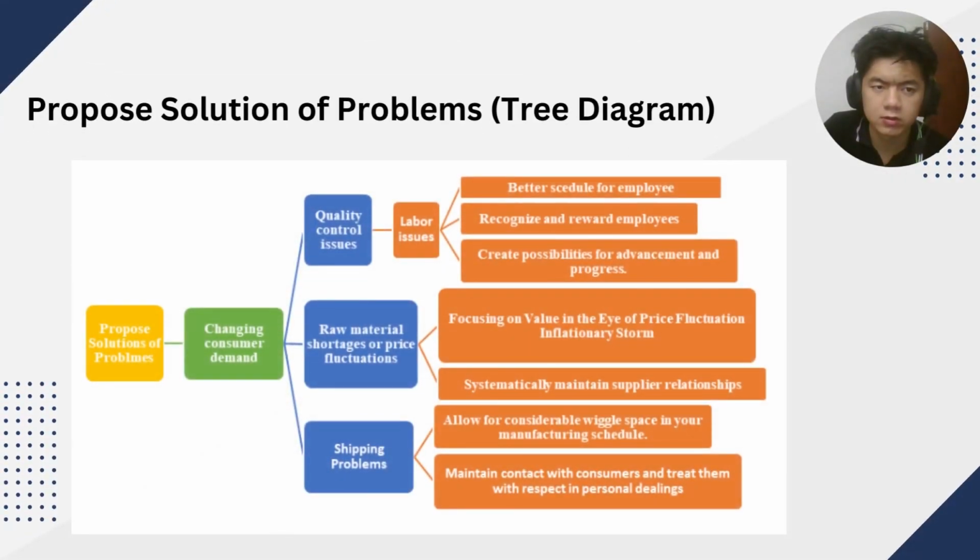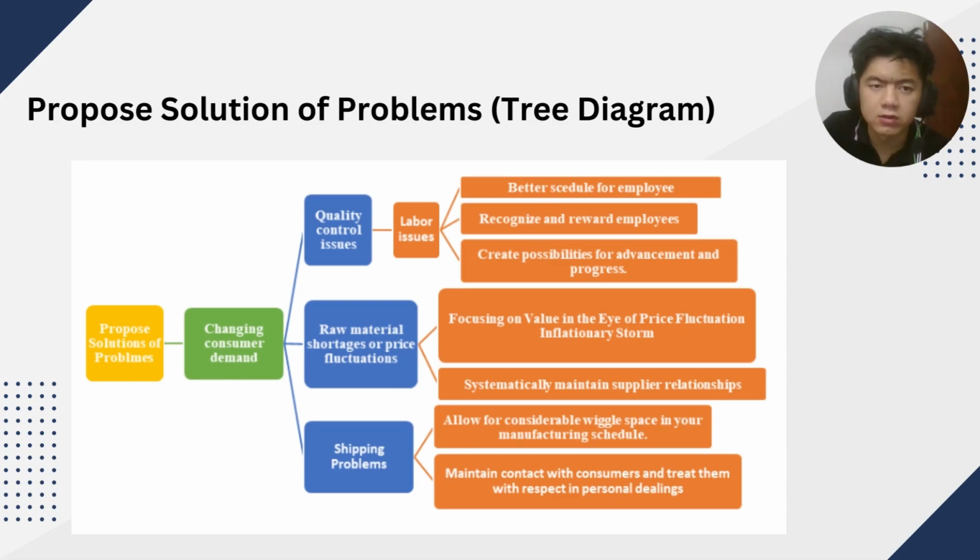Now we are going to talk about the proposed solution of the problem. We are going to use the tree diagram to list out all the solutions to the problem. First of all, we know that the head problem is changing consumer demand, and it is caused by three major causes, which are raw material storage and price fluctuation, quality control issues, and shipping problems. To solve the quality control issue, we know that it is caused by the labor issue.